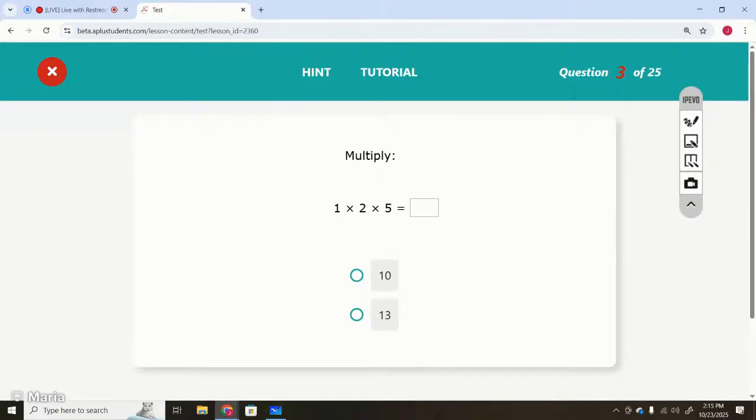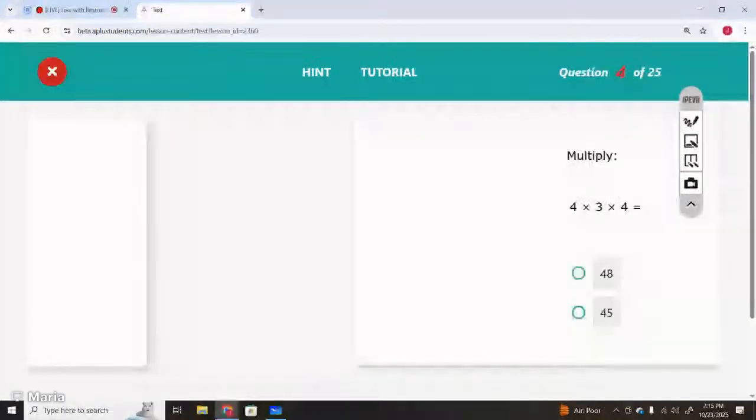One times 2 times 5. One times 2 is 2 and 2 times 5 is 10. Very good. Option number 1 is the correct option.